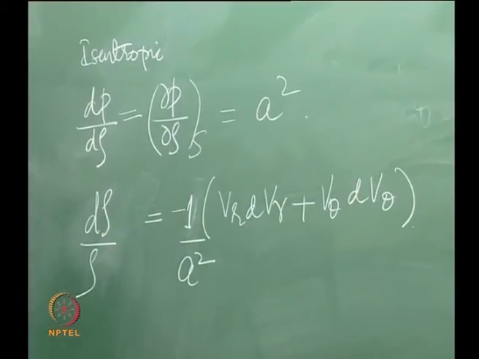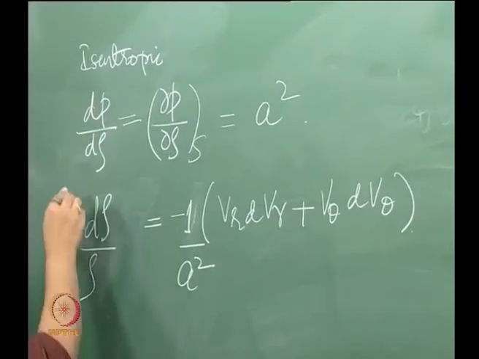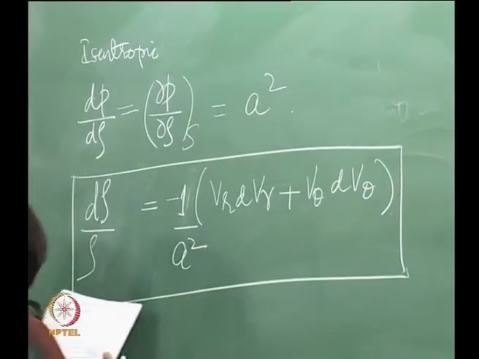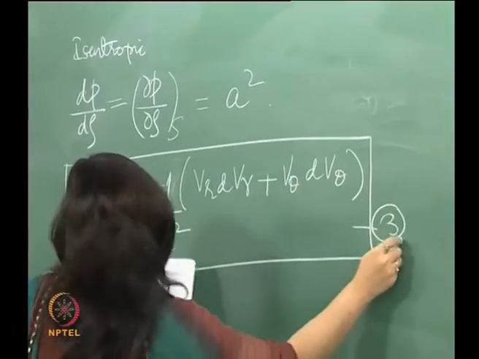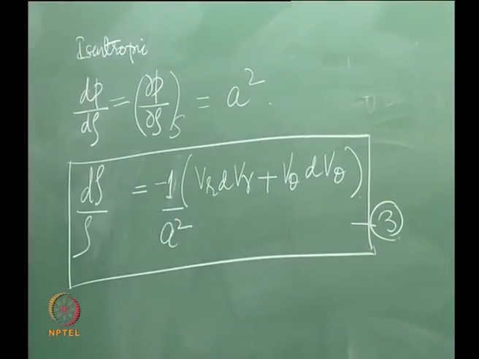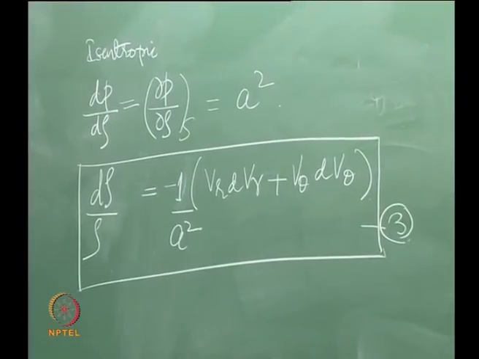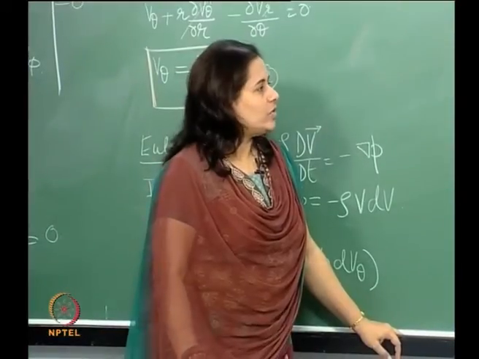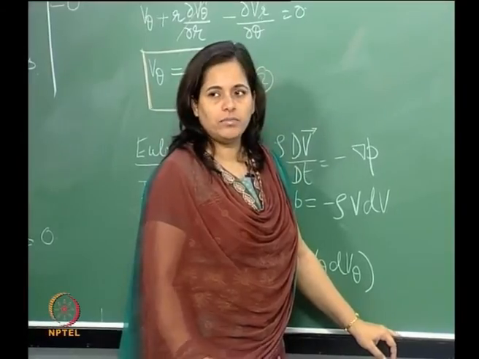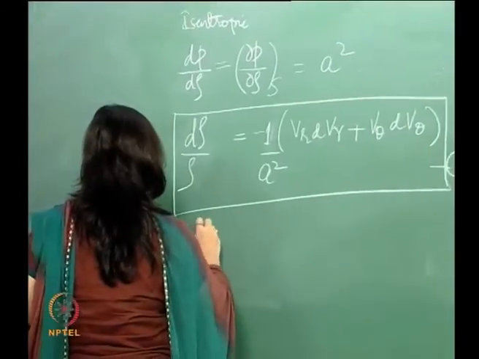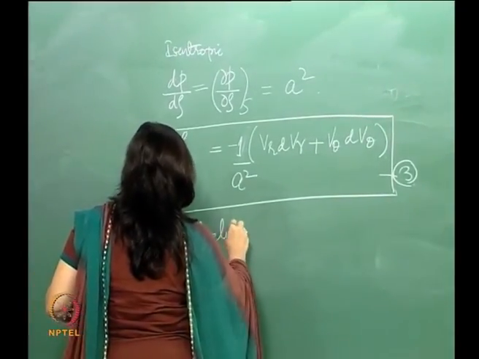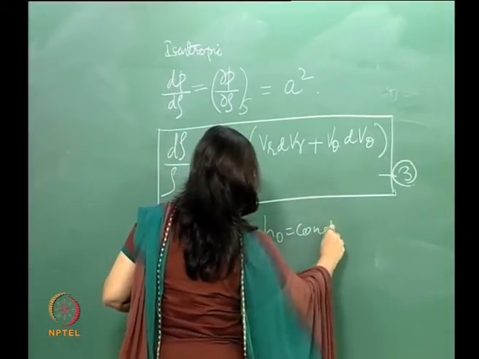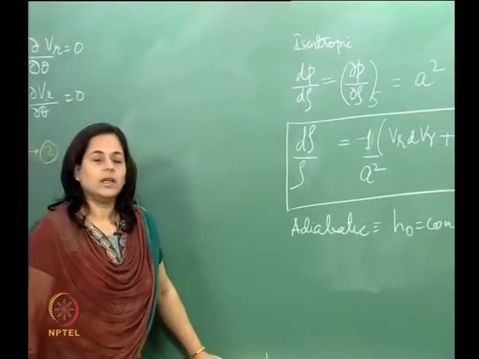Okay. So, then this is what we get. So, d rho, let us call this equation 3. So we get this equation out here. Now, we said it is adiabatic. So, therefore, adiabatic, which means that enthalpy is constant, right.